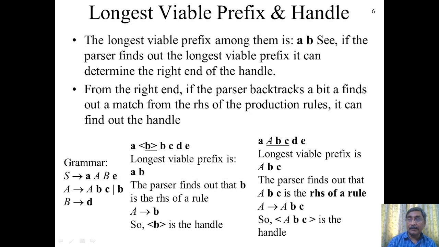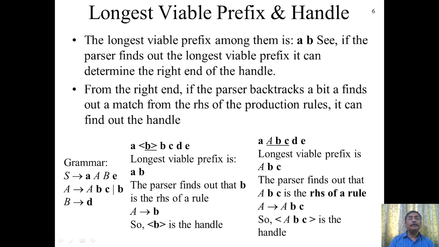So now see we are going one after another. First we said we are trying to find out the handle. I mean our parsing algorithm will find out the handle. Then I'm revising it a little. I'm saying that no, it will not find out the handle really, but it will find out the right end of the handle from the beginning. So that is, it is finding out the longest viable prefix, and I know at the very end of the longest viable prefix, my handle is remaining. So from the right hand end, if the parser backtracks a bit, it may find out a match from the RHS of the production rules, and then it can find out the handle. Let me have an example.